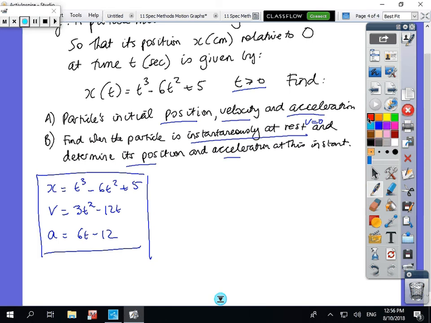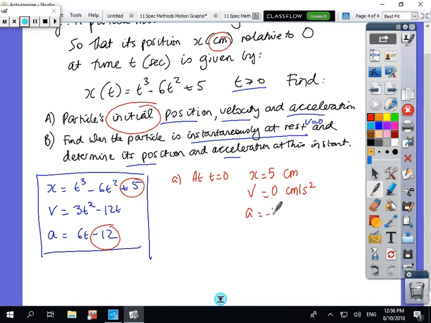Part A, at t equals 0, because that's what initial means. Initial means t equals 0. x is 5, the number at the back, in centimeters. The velocity, there is no constant term, so the velocity is 0 centimeters per second, and the acceleration is the number at the back, so it's minus 12, centimeters per second squared. So that's the initial position, velocity, and acceleration.